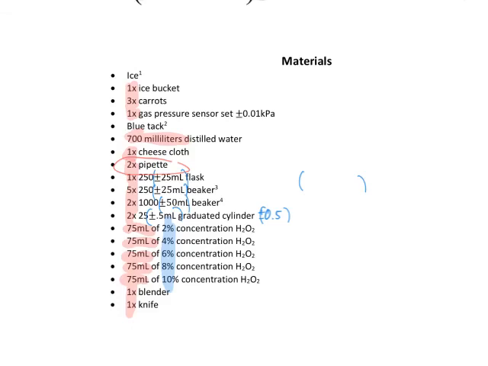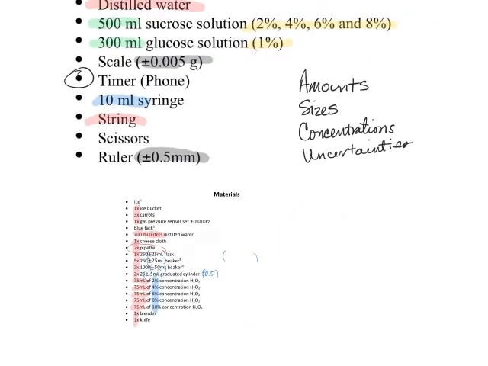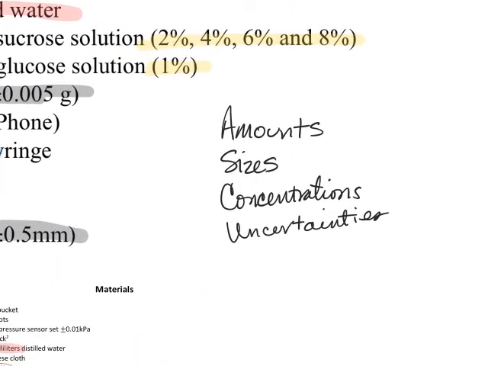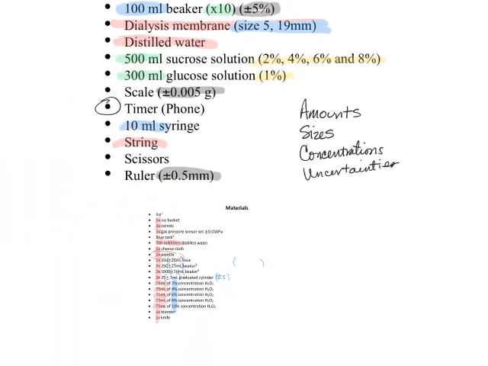Okay, so when you are making your materials list, remember to include these things: amount, sizes, concentrations, and uncertainties. Okay.